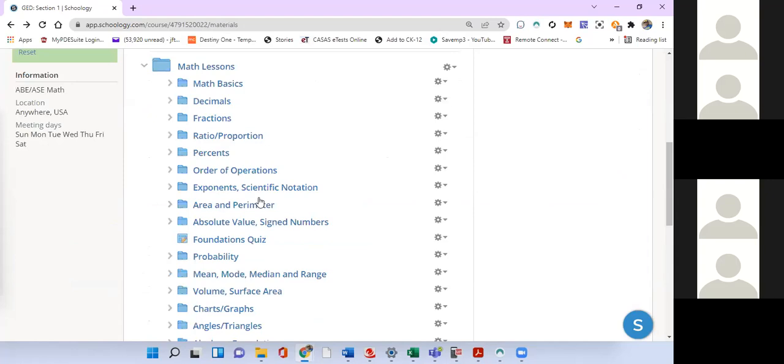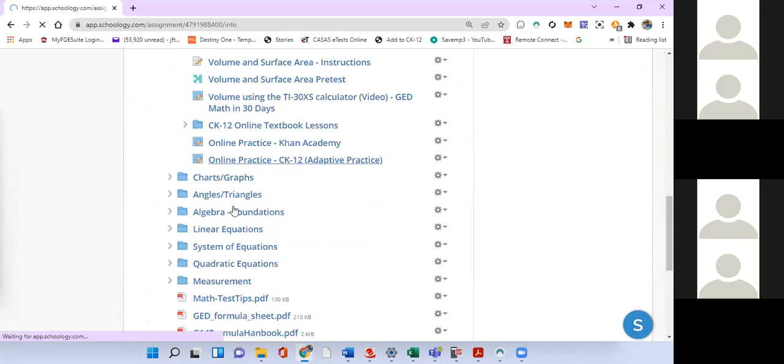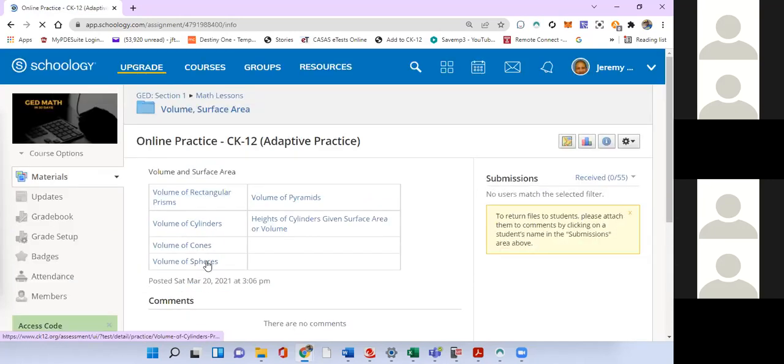Again, if you go to volume, you can use CK12. Either one. Rectangular prism, cylinder, cone, sphere, pyramids. Heights of cylinders given surface area volume. That's similar to what we did. But all of these are the practice. Whether you use Schoology, Khan Academy, the worksheets, or your own book, the key thing I want you to do is be familiar with identifying from a word problem what shape, getting your formula, identifying what's given.